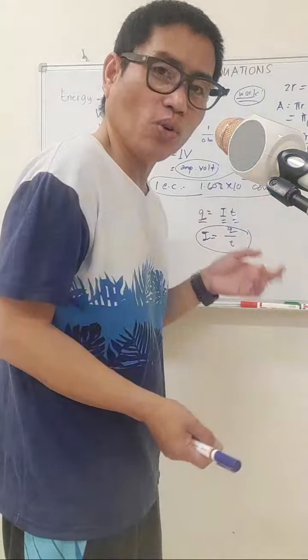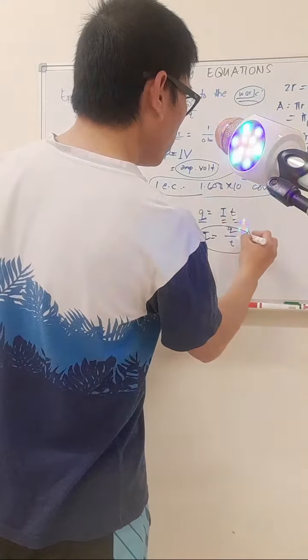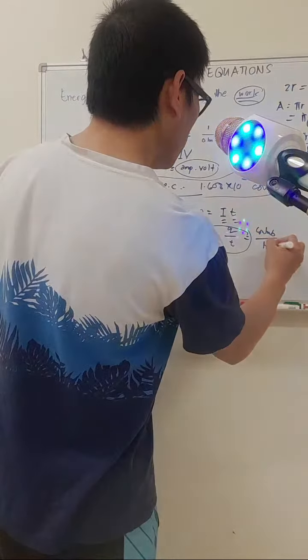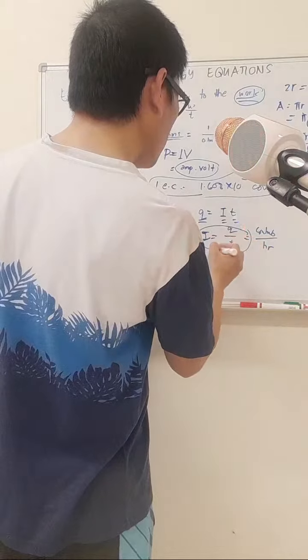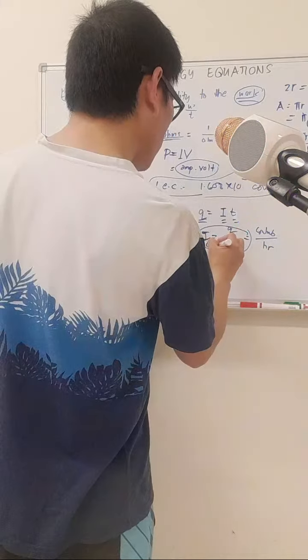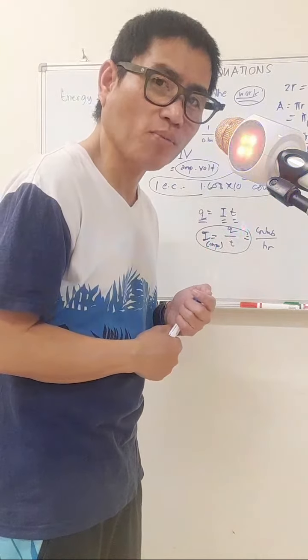I is equal to Q over T. The charge is in Coulomb, so this is Coulomb over hour. As I said earlier, ampere is the unit of current, so ampere is equal to Coulomb over hour.